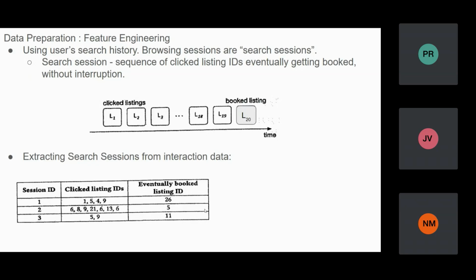So this is what the extraction looks like. We have session ID, clicked listing IDs, and eventually booked listing IDs.